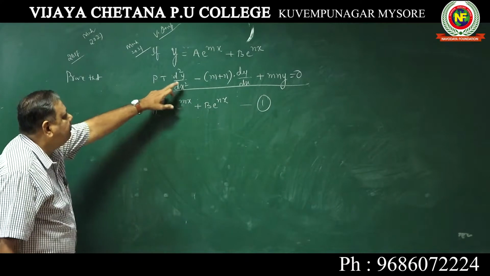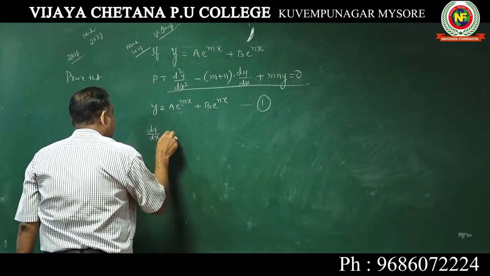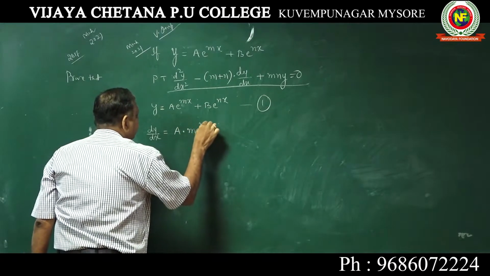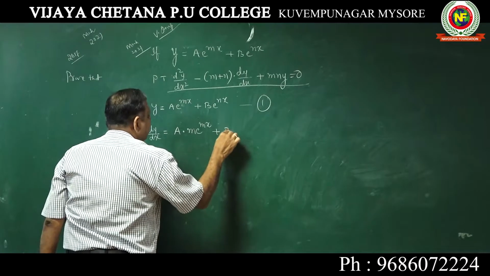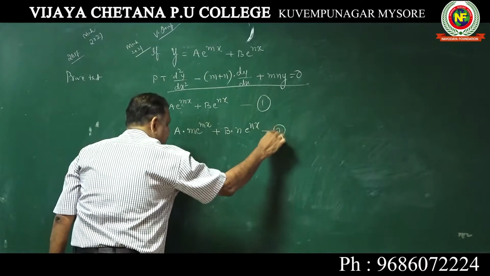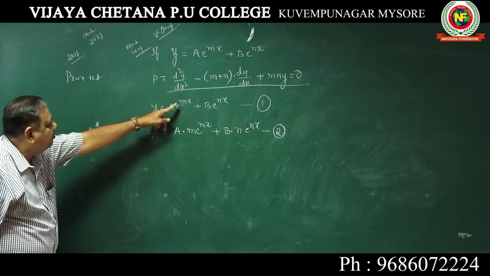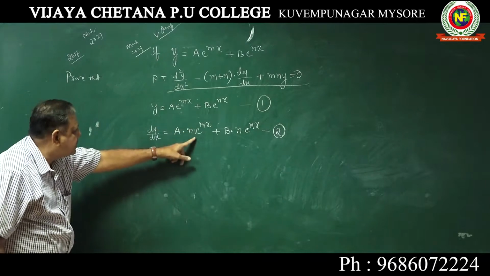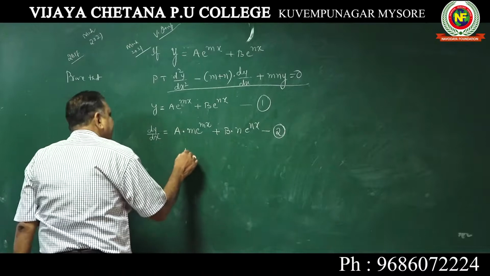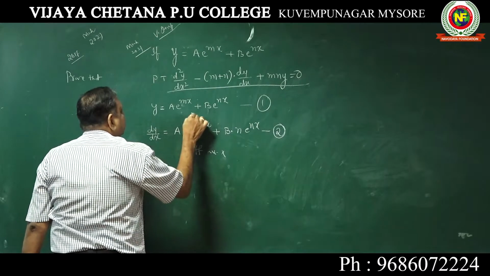Now find out dy by dx. When you differentiate this, a is a constant, m will come by the side of x, so dy by dx is a into m e to the power of mx plus b into n e to the power of nx. This you call it as equation number 2. Now again differentiate.